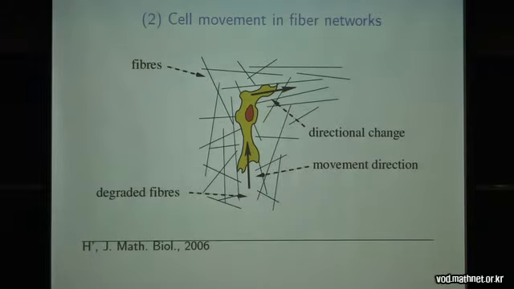So what I would like to do now is to develop a mathematical model for this process. So I have moving cells. The cells change direction depending on the fiber structure. At the same time, they modify the fibers by cutting through them.